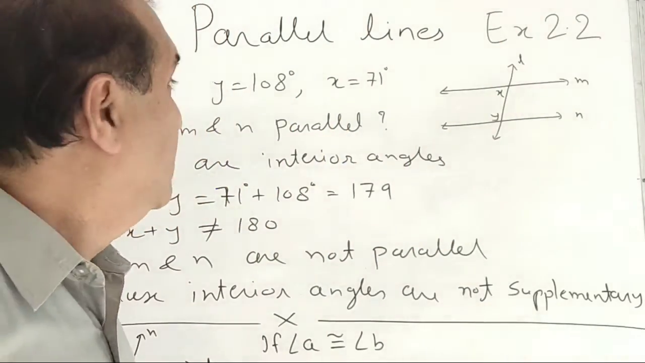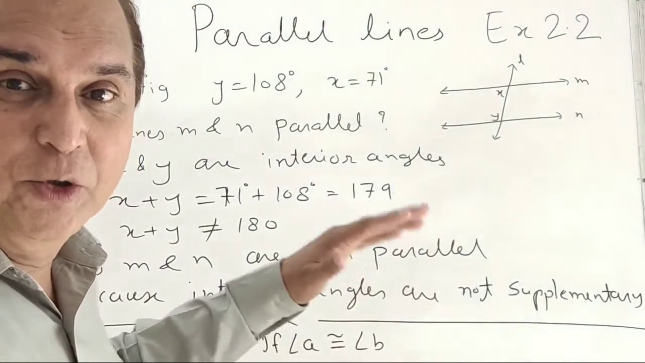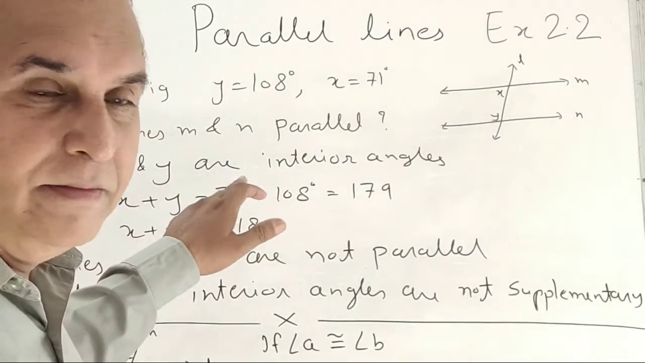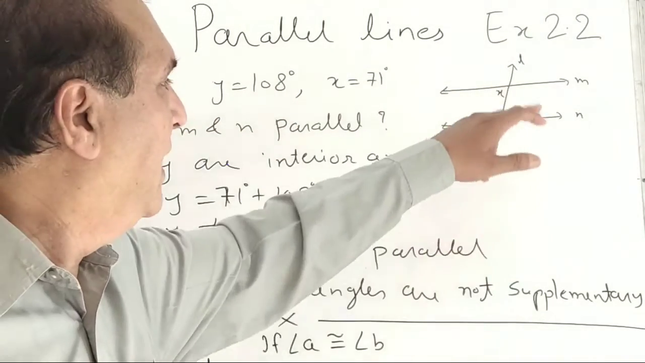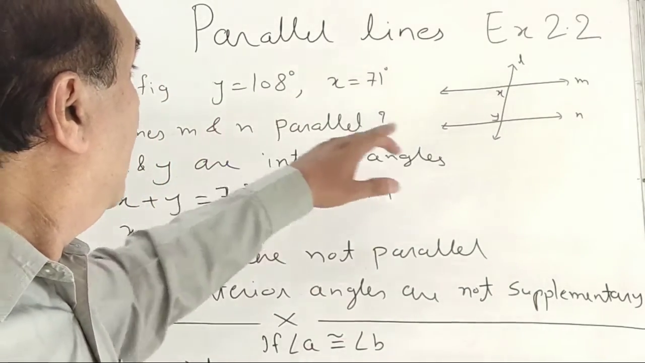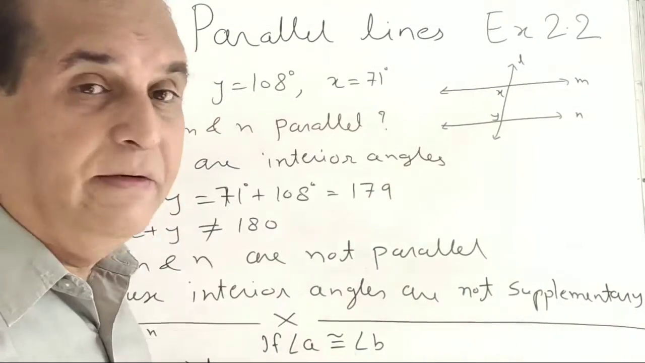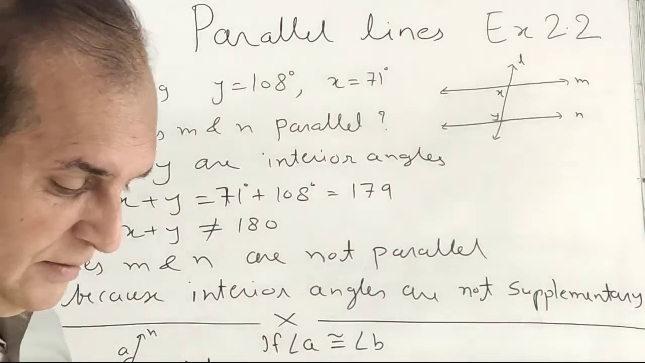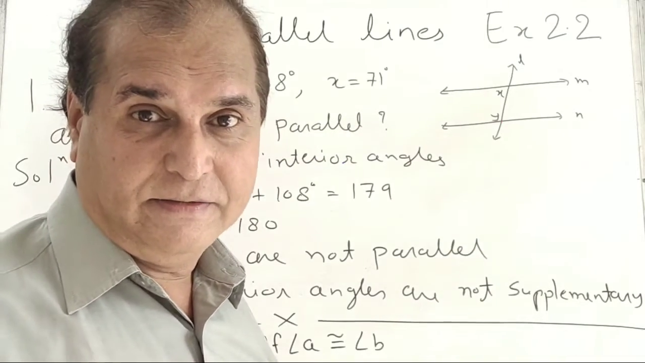Exercise 2.2, Standard 9, Geometry M2. Parallel lines. First sum. In the figure, M and N are two lines. Line L is a transversal. Angles X and Y are shown. Y is 108 degrees, X is 71 degrees. You have to check whether lines M and N are parallel. X and Y are interior angles.